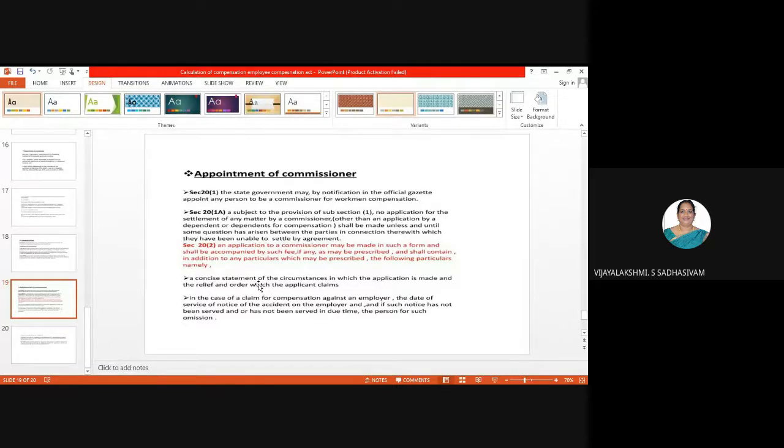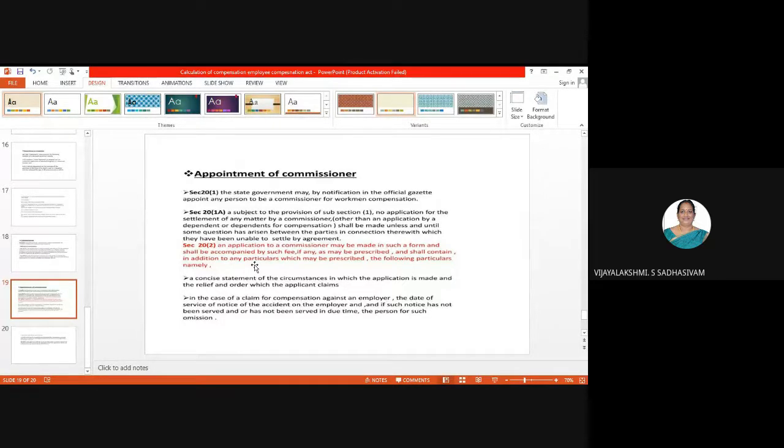Then regarding section 20(2), an application to a commissioner can be made in a form. The form will be specified and should be accompanied by the relevant fees, if any. It should be in the prescribed form and should contain all the additional information and particulars which are necessary. In the particulars given, they have to give a concise statement of the particular relief claimed. So in applications, they have to give a concise statement of the amount of relief or order for the claim made by the applicant.